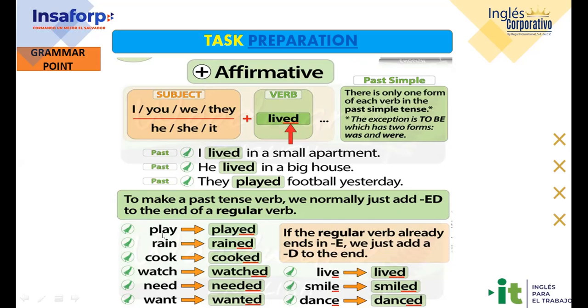To make the past tense verb, we normally just add ed to the end of a regular verb. Examples: play, played; rain, rained; cook, cooked; watch, watched; need, needed; want, wanted. If the regular verb already ends in E, we just add D to the end. Entonces tenemos acá que si el verbo termina en vocal, pues solamente vamos a agregarle la D, right? This is just for regular verbs. In the case of irregular verbs, you have to memorize them, as I mentioned in the vocabulary activity. Live, I lived, smile, smiled, dance, danced. What's important here is that you must be careful with the pronunciation, and I hope that we can study that in the next class.